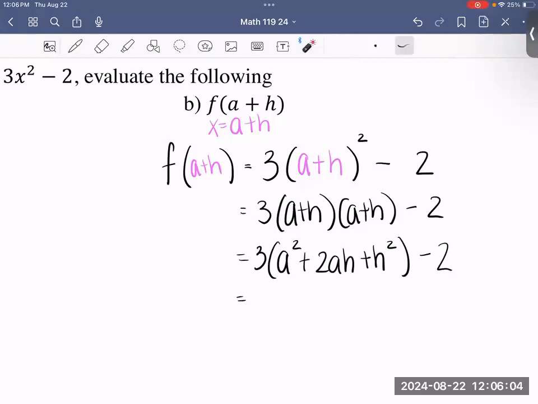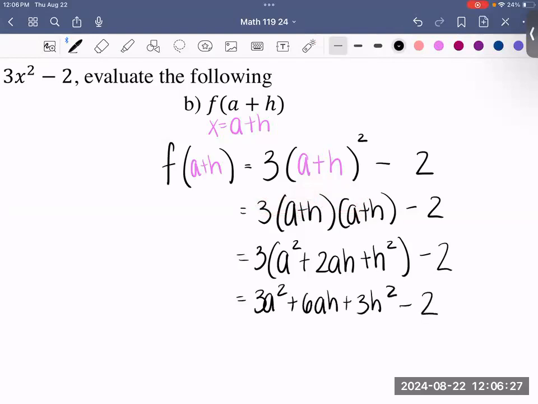Let's go ahead and distribute your 3. I do recommend FOILing before distributing, because what happens with a lot of students is they believe this 3 actually gets multiplied to both, but it's really just 3 multiplied to 1 that is then multiplied to the other. 3a squared plus 6ah plus 3h squared minus 2. Now, in order to get this response out, we had to put in a plus h.